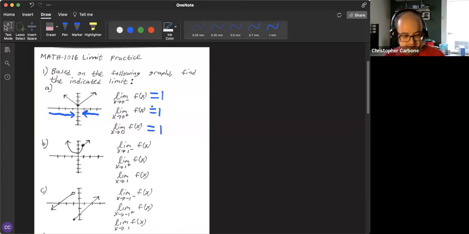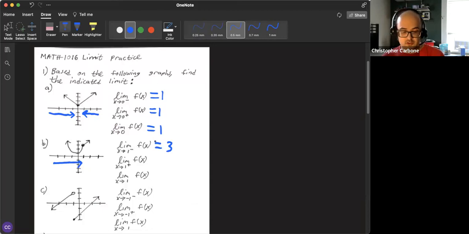For my second one, I have the second function. We want to find the limit as x approaches 1 from the left-hand side. So from the left, as we approach a value of 1, we could see that this function takes a value of 3 from this graph. So this is equal to 3.